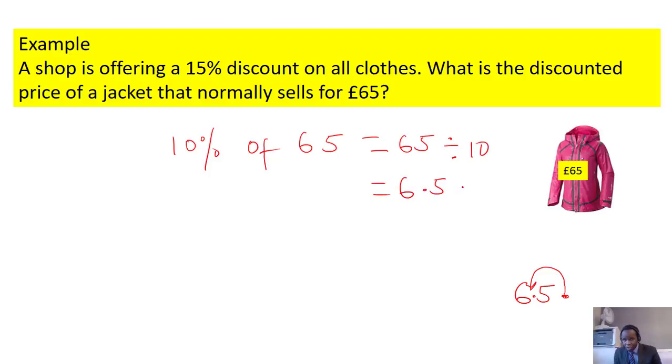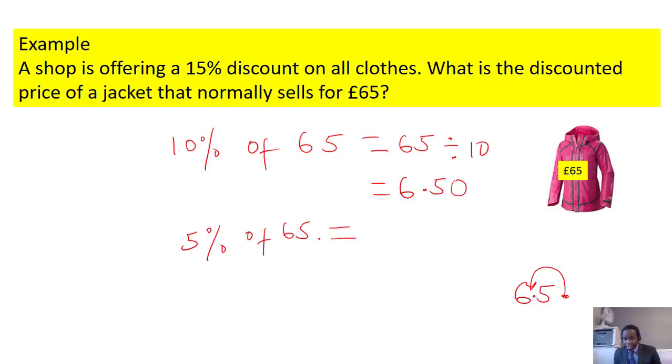And because it's money, you normally have to basically just add 0 at the end. Okay, so 6.50. But you see, it's not the 10%, it's basically the 15%, which means I also need to work out 5%, right? So 5% of 65. I need to work out what that is.